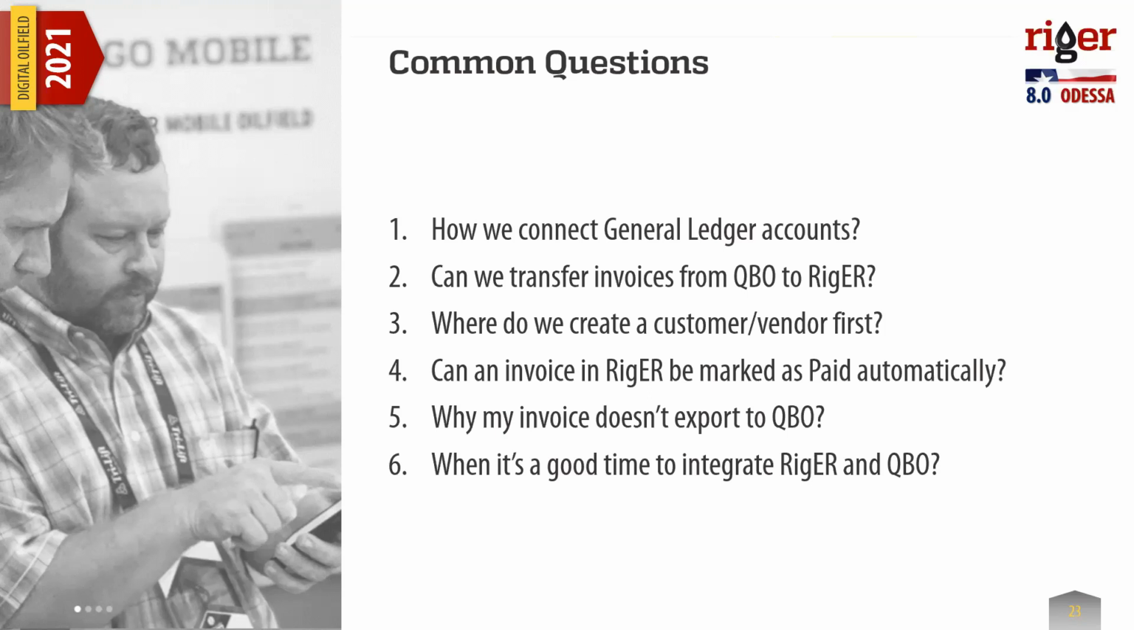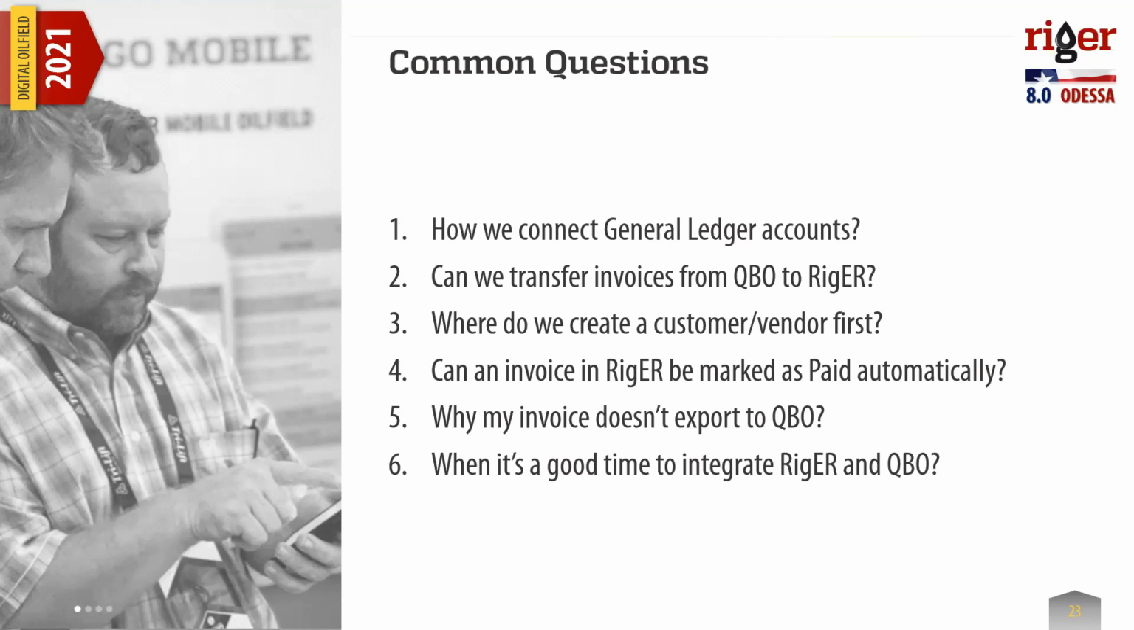So usually it doesn't export because some portion of the information on a specific invoice is not mapped between the two systems. I can give you just a quick example. For example, you have created a new customer in RigER and ran a job for it, and then generated an invoice. Now you try to export this invoice, but this customer has not been set up in the QuickBooks system. So in this case, RigER will give you a message: please create a new customer in QuickBooks first.